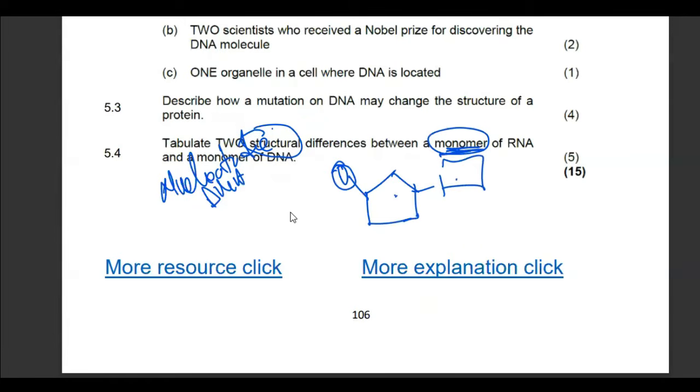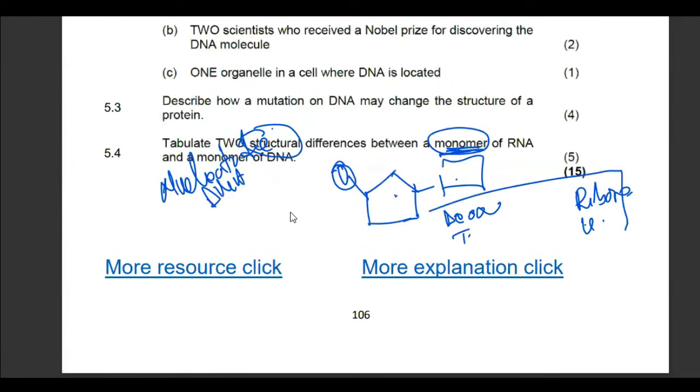A DNA nucleotide has deoxyribose sugar, while RNA has ribose sugar. And then DNA has thymine, while RNA has uracil.